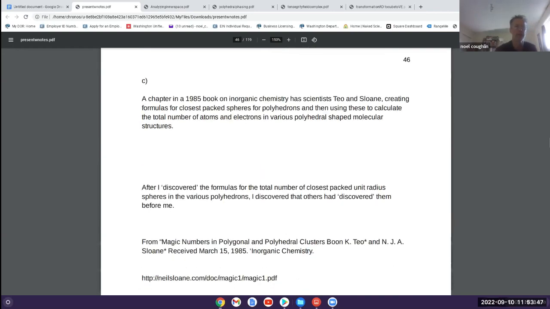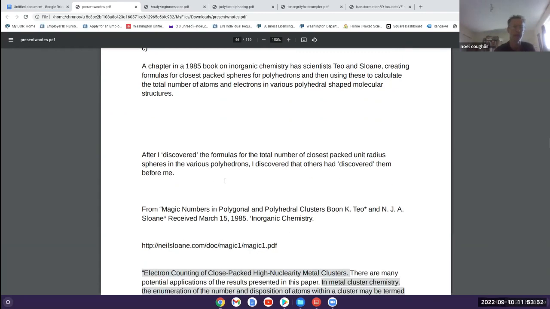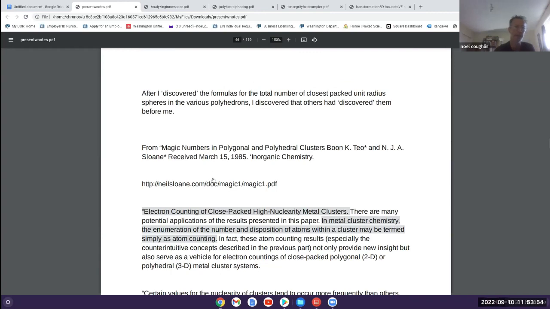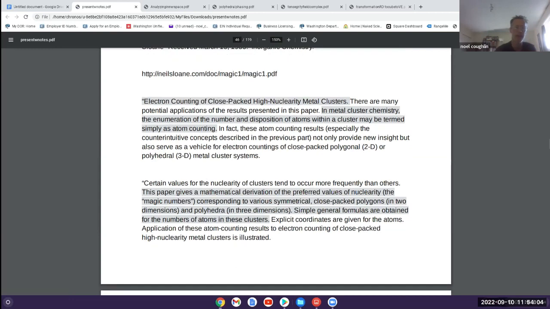There's a chapter in a book of inorganic chemistry. Let me know that they discovered all these polyhedral formulas that I thought I discovered way before me. This is the name of it. There's where you can see it. It deals with electron counting of closest packed spheres in these metal clusters. They can be counted by these mathematically derived ratios from what are called magic numbers, and those are the various symmetrical closest packed polyhedrons and polygons' total number of spheres. And these simple general formulas are obtained, and they are able to count the number of atoms and electrons.